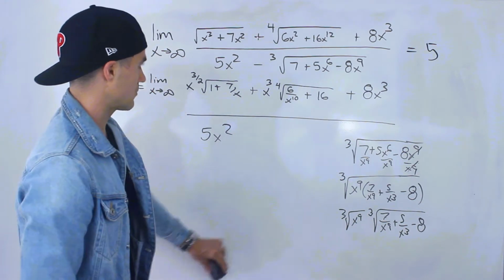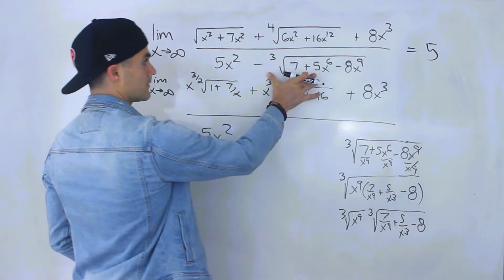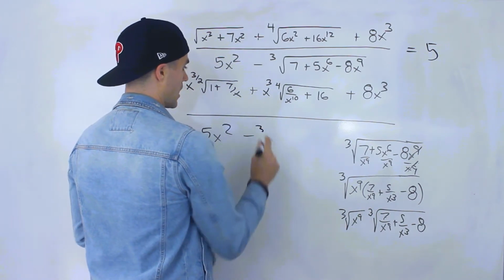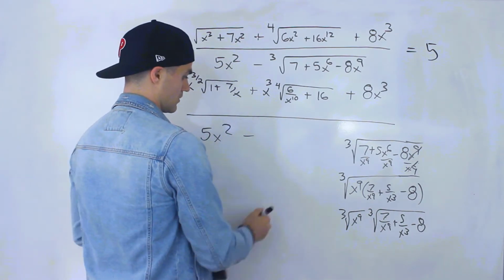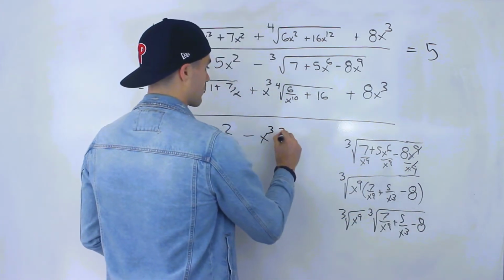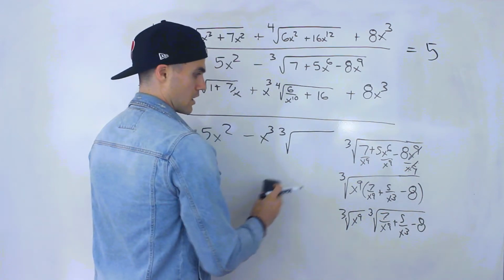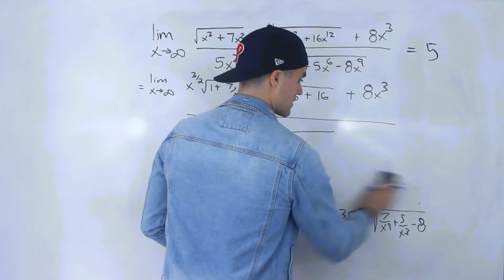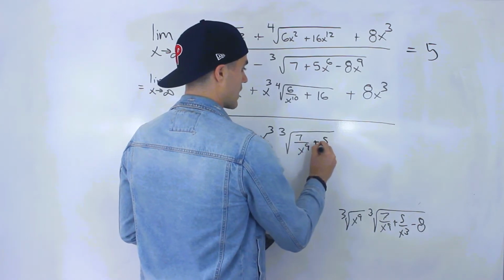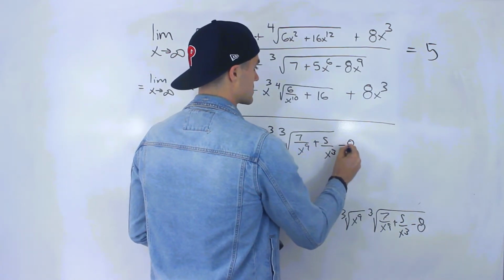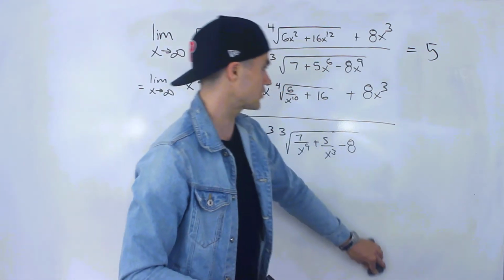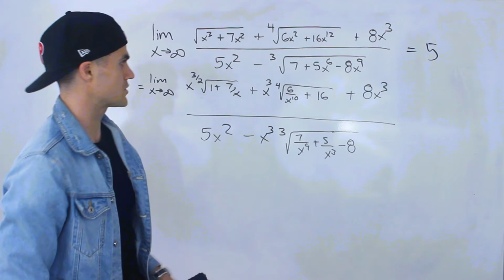So this expression, we're going to write as that: x to the 3, which I just showed, times the third root of 7 over x to the 9 plus 5 over x to the 3 minus 8. So a lot of work initially converting these two.